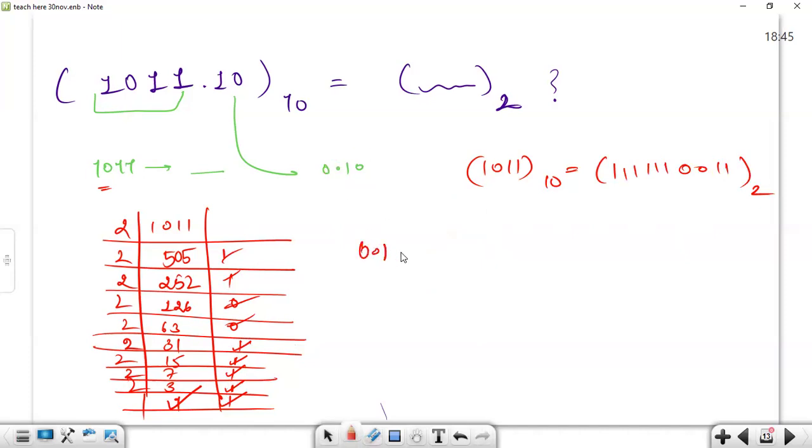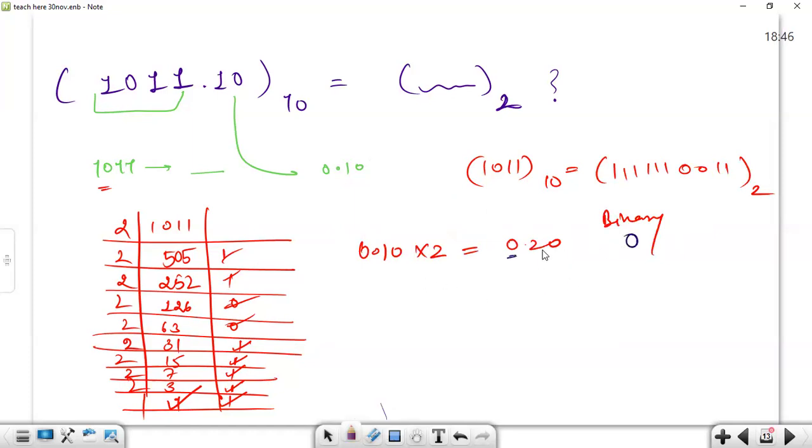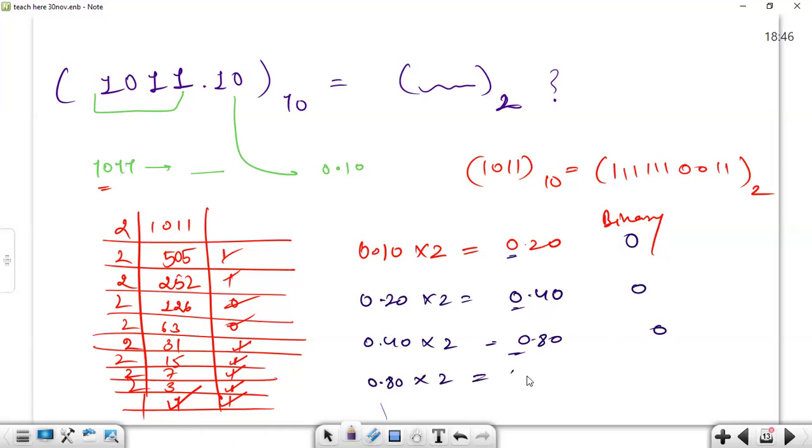So 0.010 into 2 becomes 0.20. And in our register, we will write this digit 0. Now we will take 0.20 and apply 0 ahead, multiplied by 2, 0.40. We'll take this register and 0.40 times 2 is 0.80, and we'll write 0 here. Then 0.80 times 2 becomes 1.60. So we'll write 1 here and take the 0.60 and multiply it by 2.